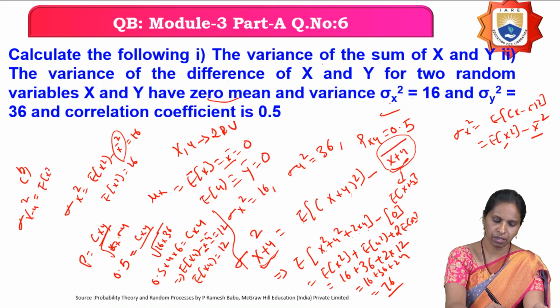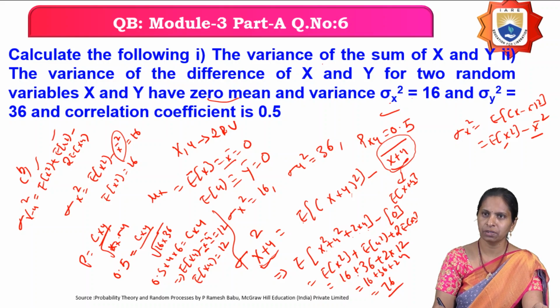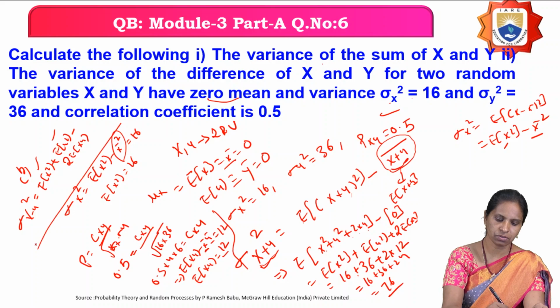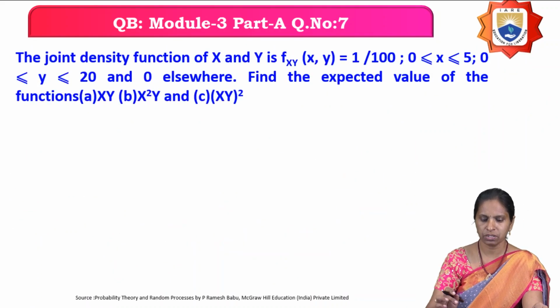E of X squared plus E of Y squared minus 2 times E of XY. Now substitute E of X squared is 16 and E of Y squared is 36, and E of XY is 12. Then you will get the variance of the difference of the two random variables. And the next question is what?